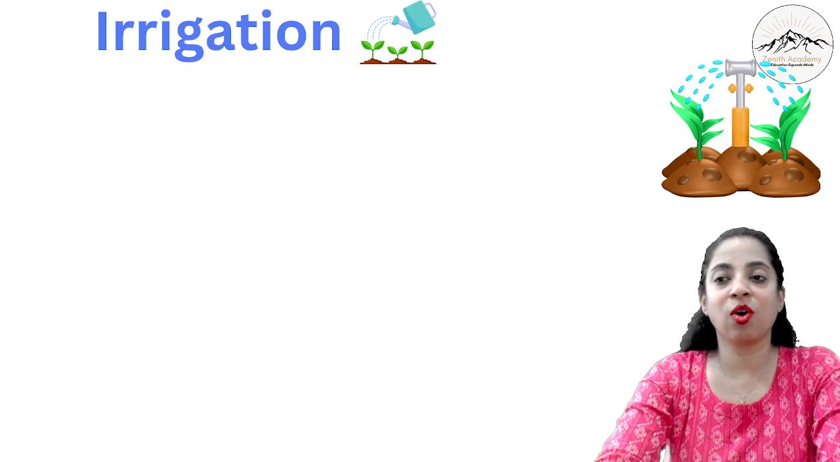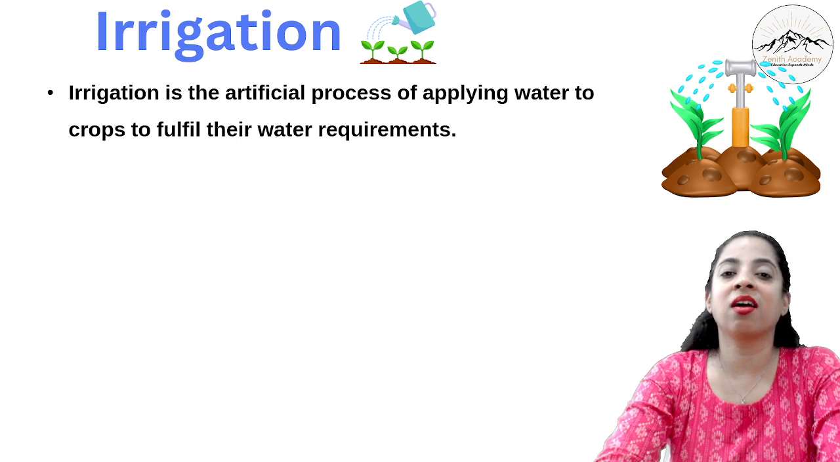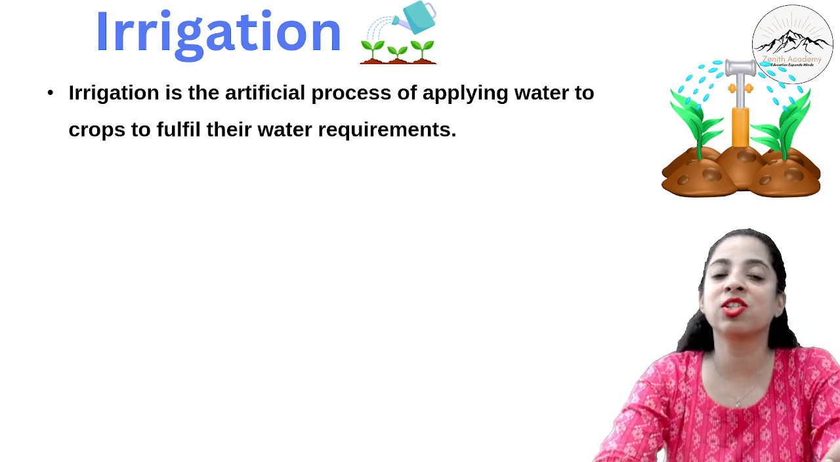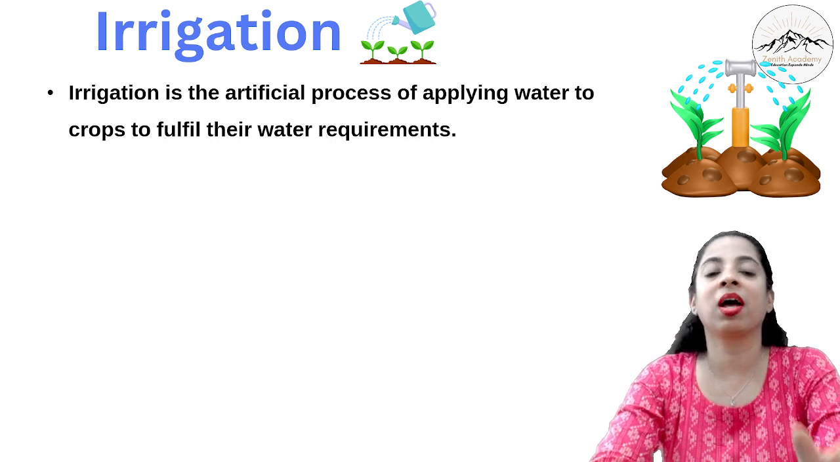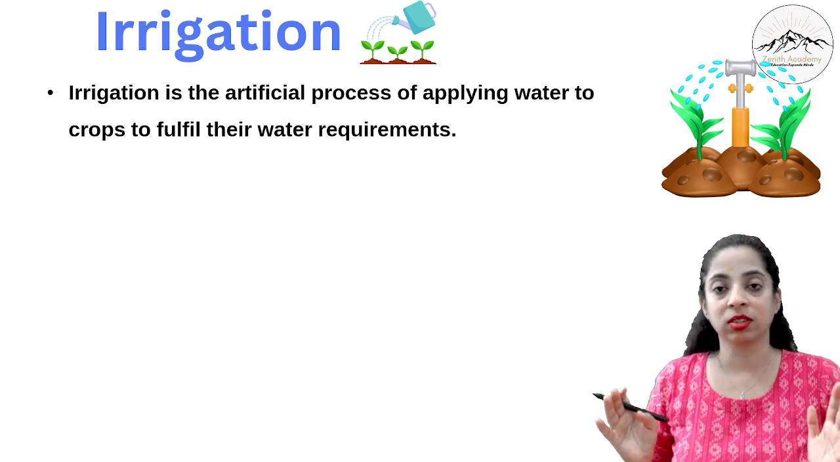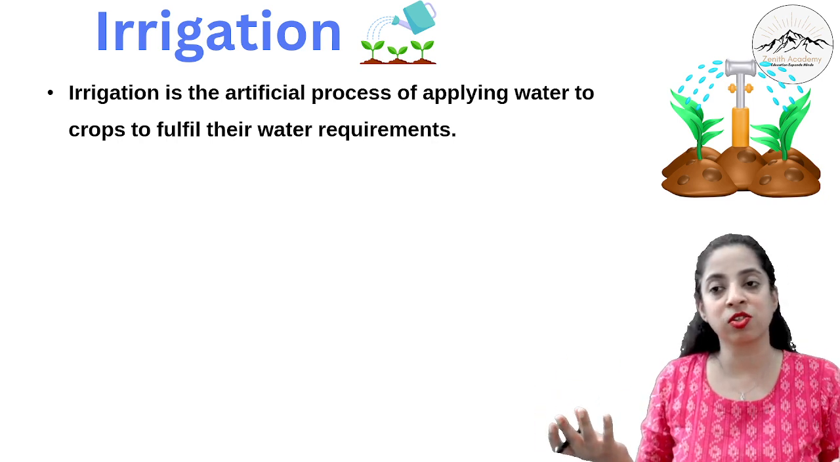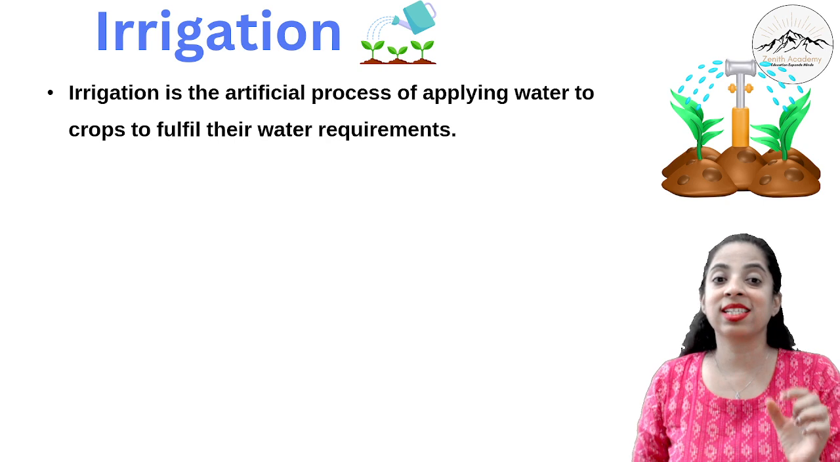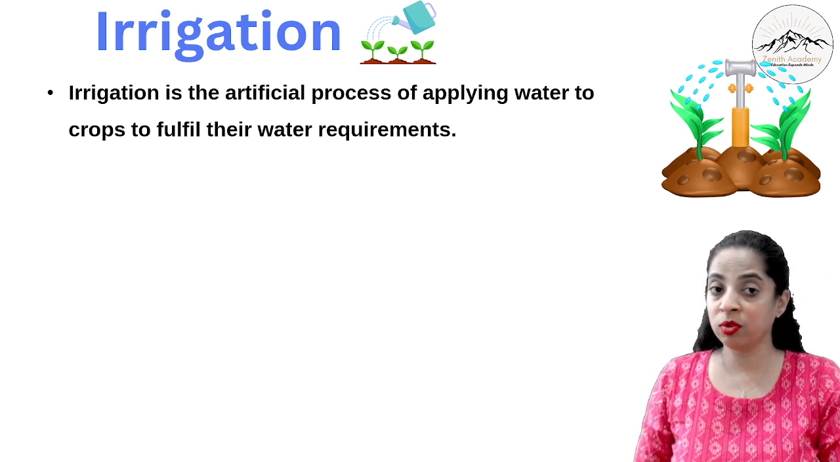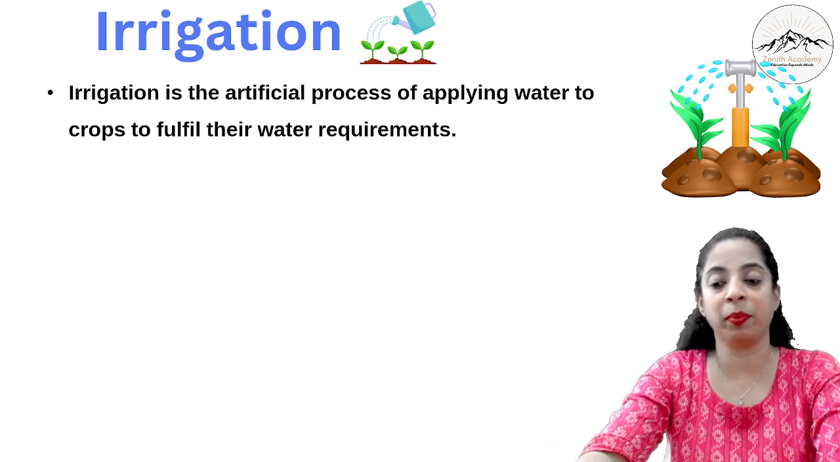Now irrigation, we all know irrigation. Now irrigation is the artificial process of applying water to crops to fulfill their water requirements. Okay? So the definition has to be perfect. It has to apply all the keywords. So irrigation doesn't mean only watering of plants. Many students say, ma'am, watering of plants is also correct. No. Irrigation is artificial process of applying water to crops. Why do we do that? To fulfill their water requirements.